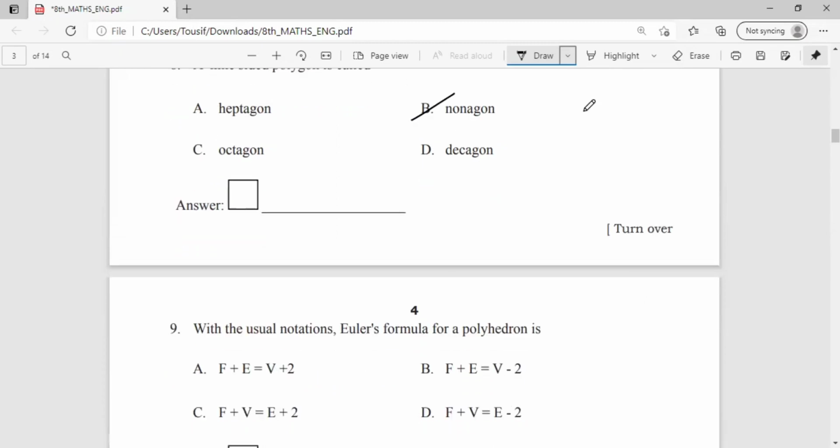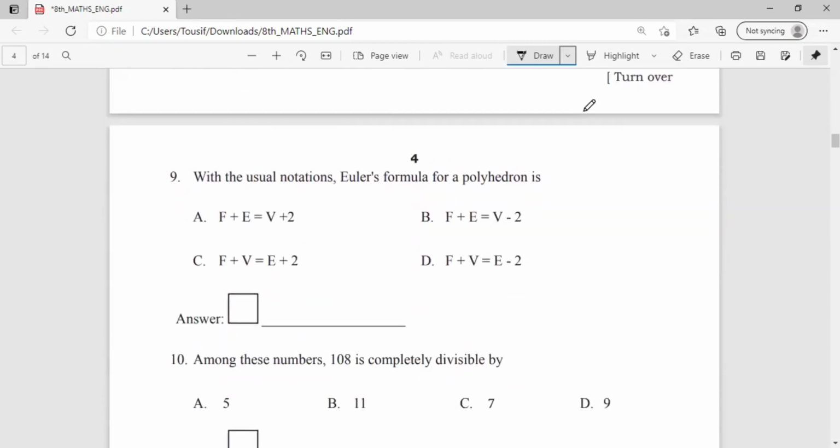Moving to the ninth one. They're asking you to give Euler's formula, the standard formula, the common formula you will be using in the whole chapter, visualizing solid shapes. The answer is C1, that is F plus V is equal to E plus 2, where F is faces, V is vertices, and E is edges.